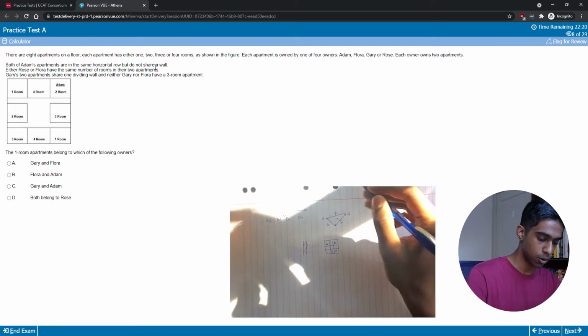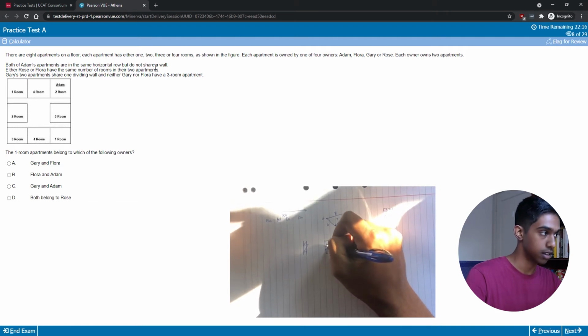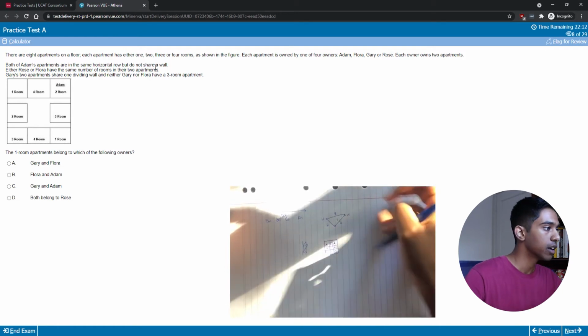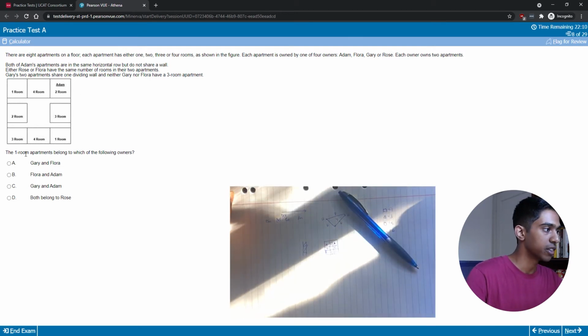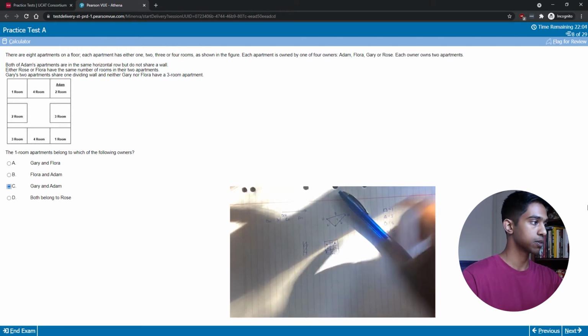Oh yeah, so it would be Flora in 4 and 2, and then Rose here. Okay. The one-room apartments, I didn't really have to do that. The one-room apartments which belong to, which are the following, it would be Gary and Adam. Yeah, Gary and Adam.